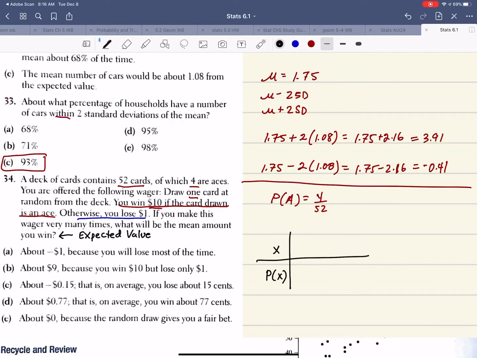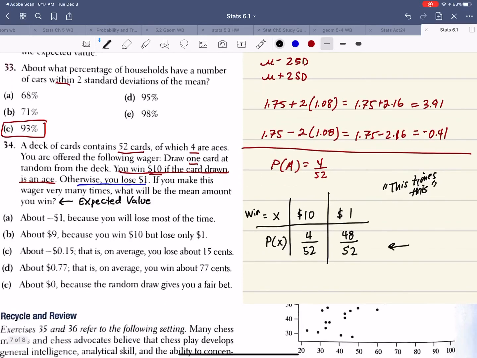Okay, and my formula for the expected value is this times this. So if I'm going to do this times this, I need the table. I can't do it without my table. So I'm either going to get an ace and win my $10. So X just stands for how much I'm going to win. And then here, $1 would be if I don't win. So 4 out of 52, I'm going to win, which means 48 out of 52, I would not win because, of course, this has to add up to 1.